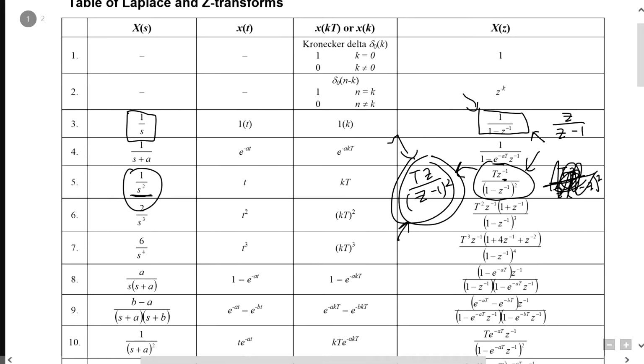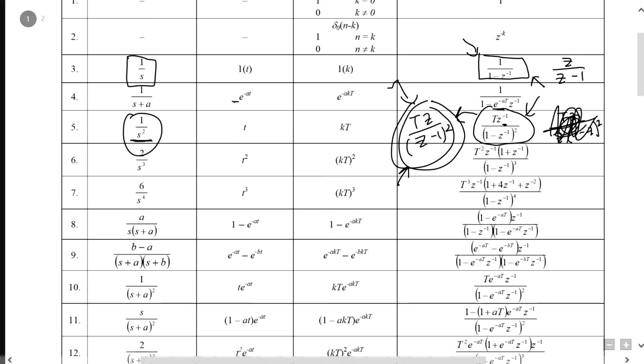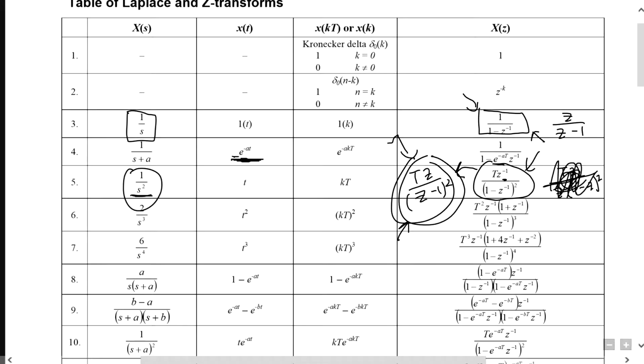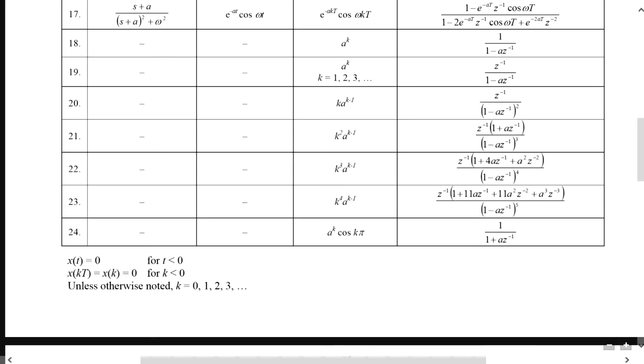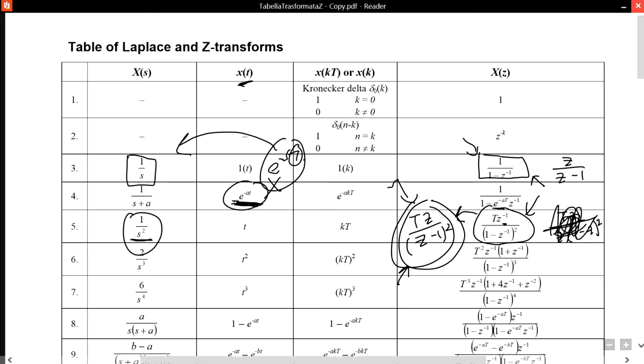If it's e to the minus aT, if you z-transform, it becomes like this. e to the minus aT is not the same as your e to the minus sT. This one is in terms of the period, and this one should be in terms of the s domain, so the s domain didn't have any e to the minus aT over here. Please be careful of this.